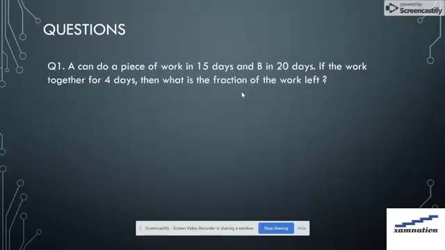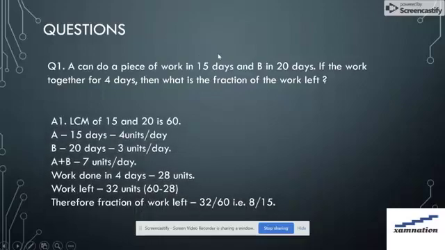The first question is, A can do a piece of work in 15 days and B can do it in 30 days. If they work together for 4 days, then what is the fraction of the work left? So let's use the LCM method to finish this question. So here the LCM of 15 and 20 will come to 60. So we assume the total amount of work to be done is 60 units.